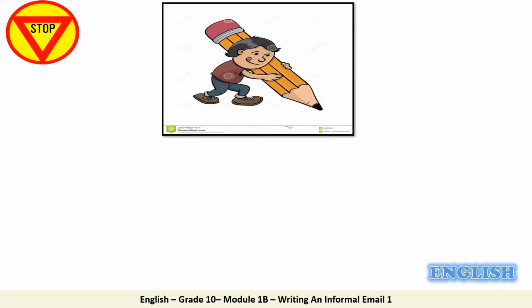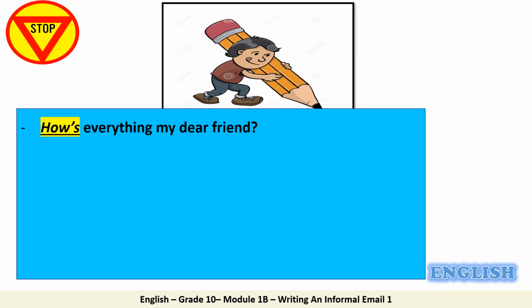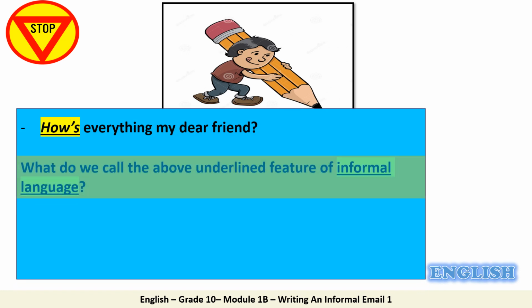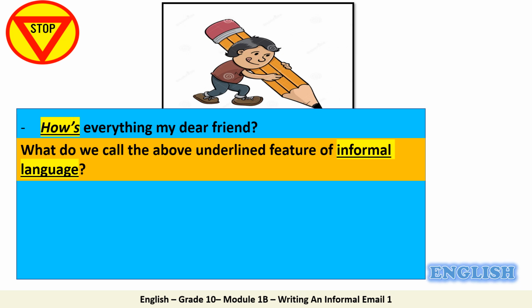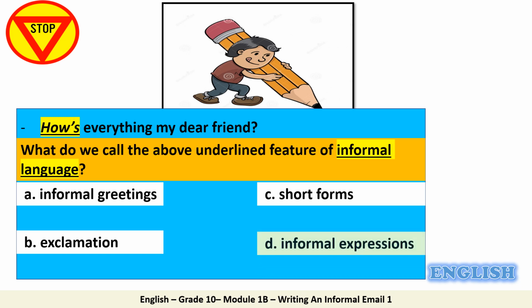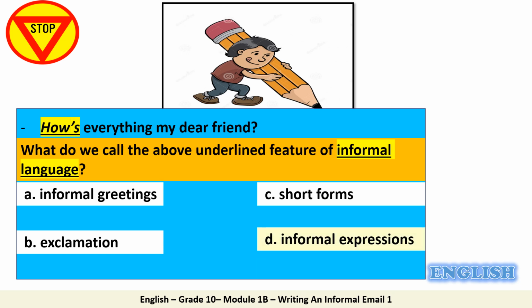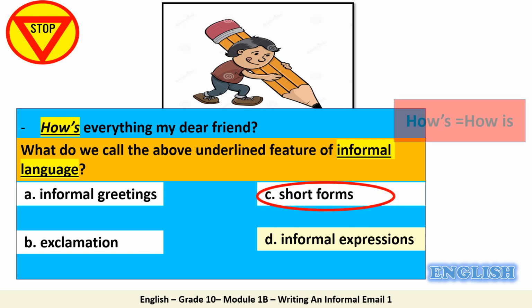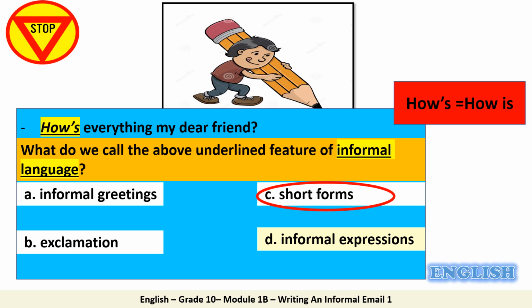Let's answer our 1-minute question before moving on. How's everything, my dear friend? What do we call the above underlined feature of informal language? A. Informal greetings. B. Exclamation. C. Short forms. D. Informal expressions. The answer is short forms. So the writer used how's instead of how is because he is using informal language, so he did not use the full verb form how is.